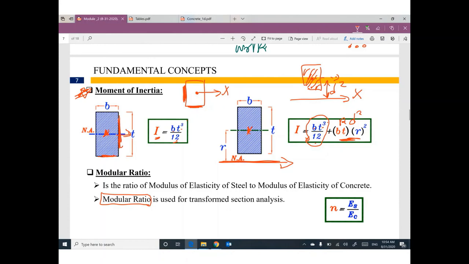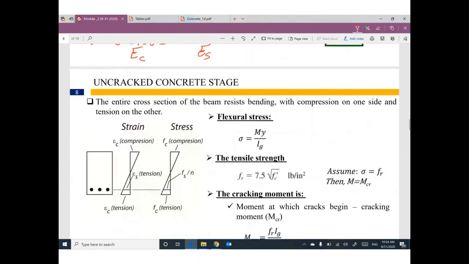Modular ratio: we have two materials, concrete and steel. Steel has modulus of elasticity E_s. Concrete has modulus of elasticity E_c. If you divide the modulus of elasticity of steel by the modulus of elasticity of concrete, this ratio is called n, the modular ratio. This modular ratio is very important, and I will talk more about it next time when we start our problem.